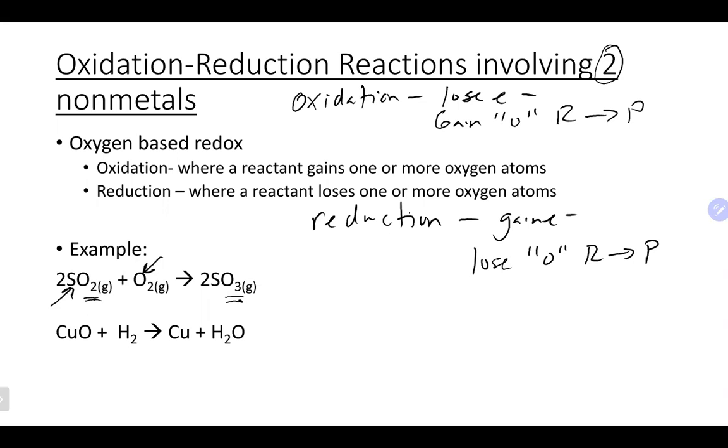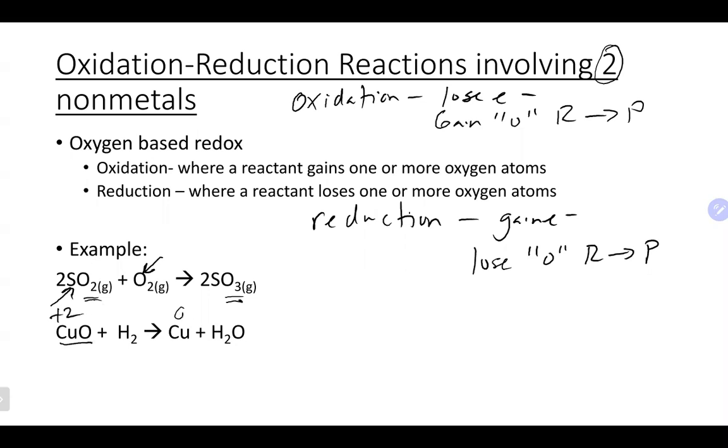That was the other thing we talked about, that they always occur together. If something gets oxidized, something else needs to be reduced, and vice versa. The beauty of that is, if you can identify one of them, then by default, the other is the other thing that's happening. Here, if we look at the copper, this is actually copper(II) oxide, which is +2.